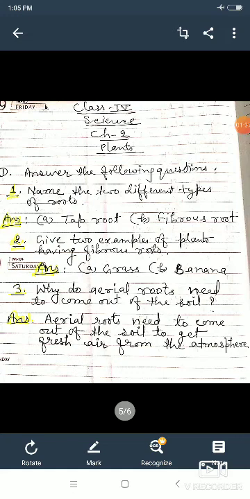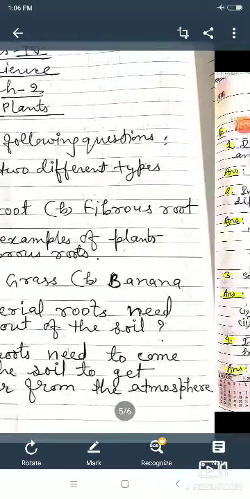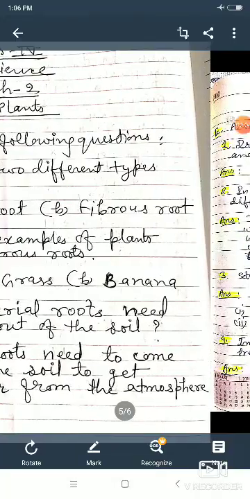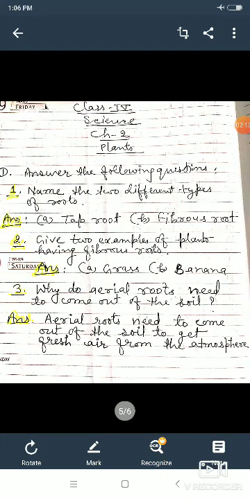Question number 3 is: why do aerial roots need to come out of the soil? So you will write the answer. Aerial roots need to come out of the soil to get fresh air from the atmosphere. Aerial spelling, A-E-R-I-A-L. Atmosphere, A-T-M-O-S-P-H-E-R-E. Don't get confused with the spelling, because I have seen lots of mistakes in your homework copy. So you will write correctly. Aerial roots need to come out of the soil to get fresh air from the atmosphere.